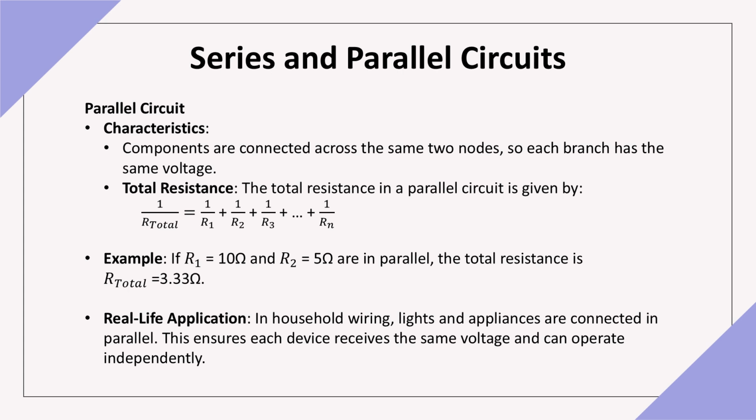Now, let's explore parallel circuits, where components share the same voltage across their terminals. Unlike series circuits, the total resistance in parallel follows a reciprocal relationship. 1 by R total equals 1 by R1 plus 1 by R2 plus 1 by R3, and so on. Let's work through an example. With two resistors of 10 ohms and 5 ohms in parallel, our total resistance would be 3.33 ohms. This is why your household electrical outlets are wired in parallel. It ensures each device receives the same voltage while operating independently.